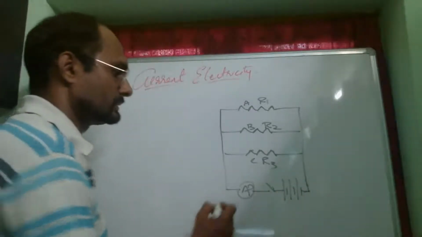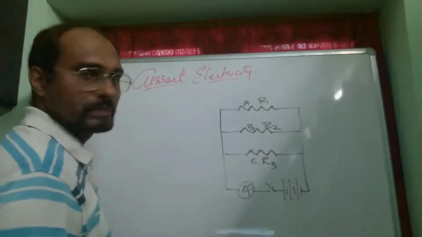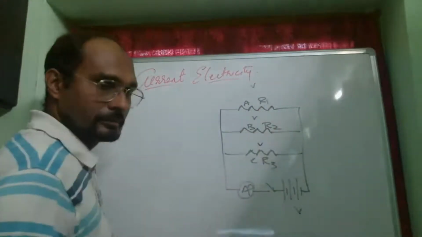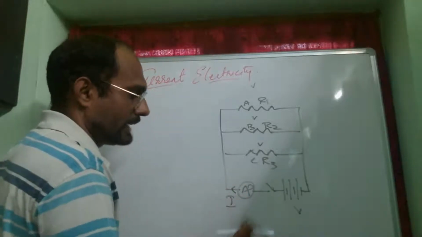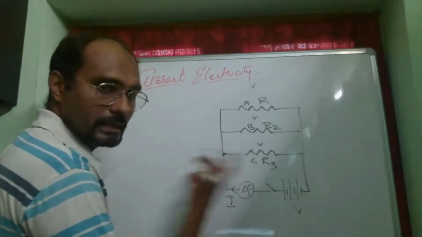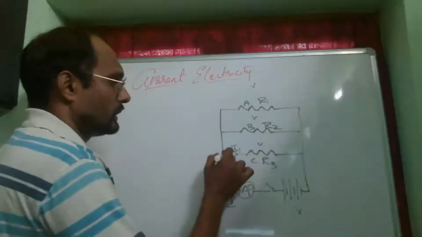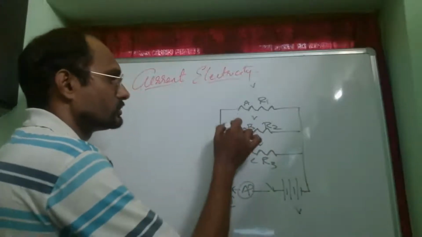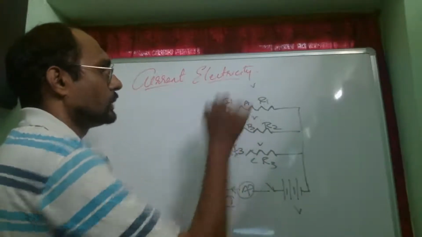Now you can see that all these three resistors are almost directly connected to the battery, so the voltage will be the same. If this is V volts, here also it is V volts. Now let us assume the current coming out of the battery is I amperes. After coming here, it gets separated. Let us assume the current flowing through this is I1. The remaining current gets distributed, it splits up to give I2, or rather this is I3 and this is I1.